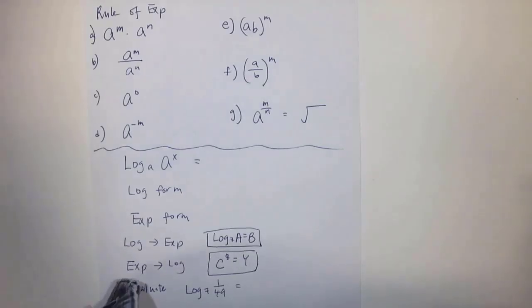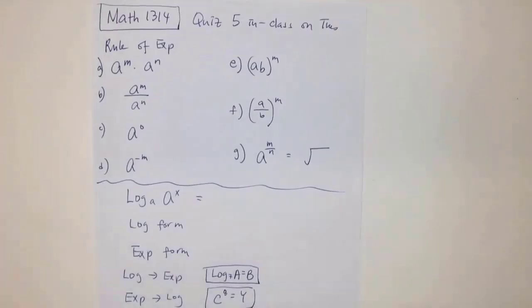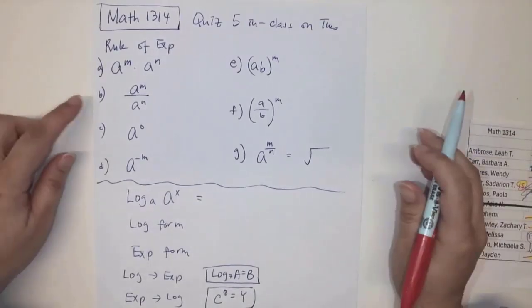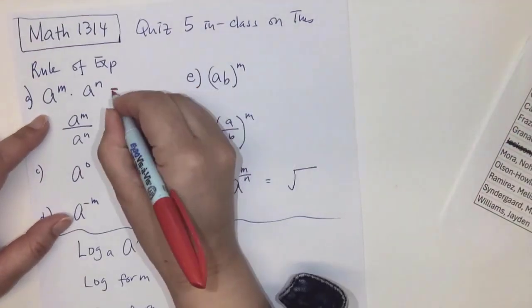The rules for your quiz 5, which is in class in the course book, will be in probably the last 15 minutes of the class on Tuesday. Anybody remember when you have the same base and they are multiplying together, you add the exponents.